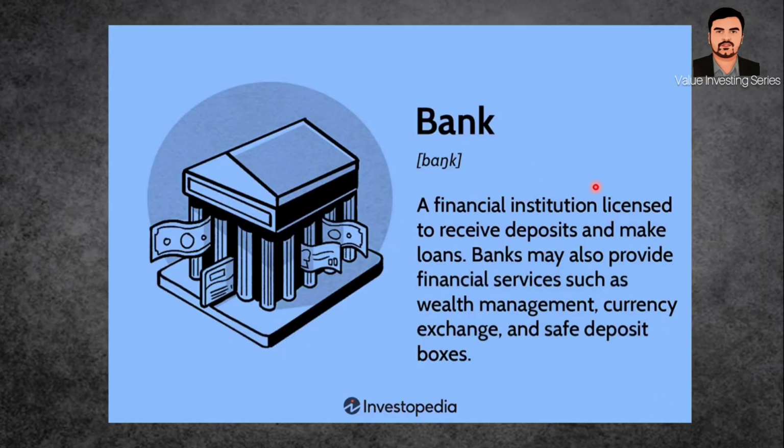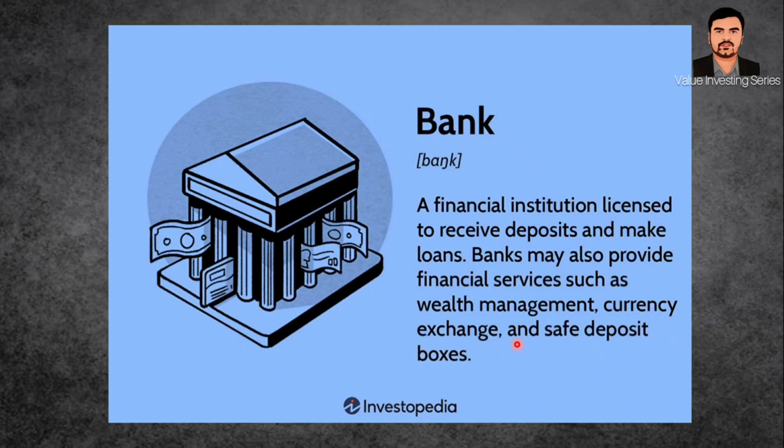So bank, a financial institution licensed to receive deposits and make loans. Banks may provide financial services such as wealth management, currency exchange, safe deposits, etc. So deposits and loans, the spread between those is the main income for the bank. And also, as I told, there are other financial services like wealth management, mutual fund commissions, then currency exchange, then the gold deposits or the valuable deposits. They take the safe deposit boxes, so they earn a commission or the charges on that yearly.